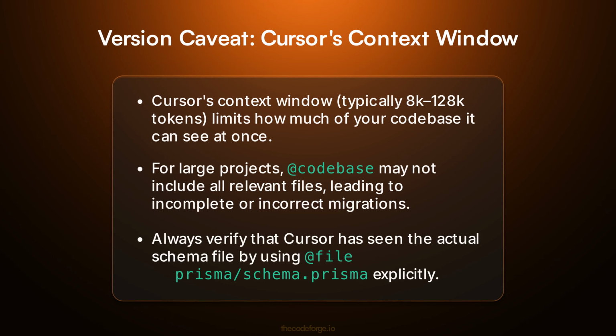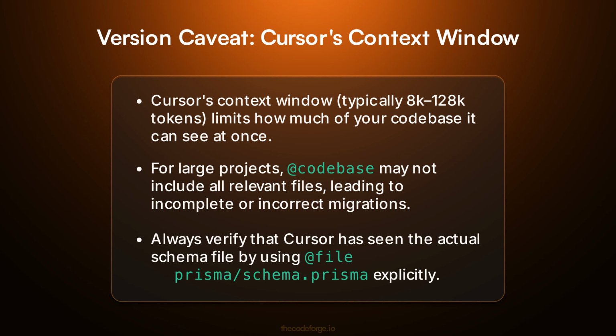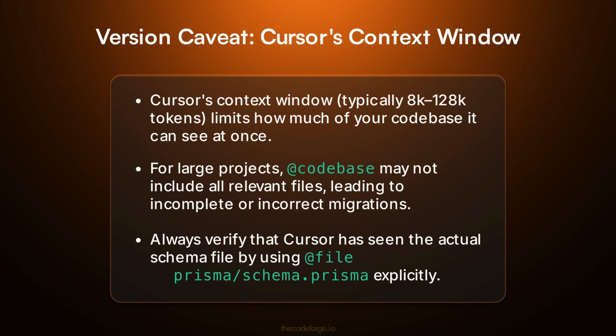Cursor's context window, typically 8K to 128K tokens, limits how much of your codebase it can see at once. For large projects, @codebase may not include all relevant files, leading to incomplete or incorrect migrations. Always verify that Cursor has seen the actual schema file by using @file prisma/schema.prisma explicitly.